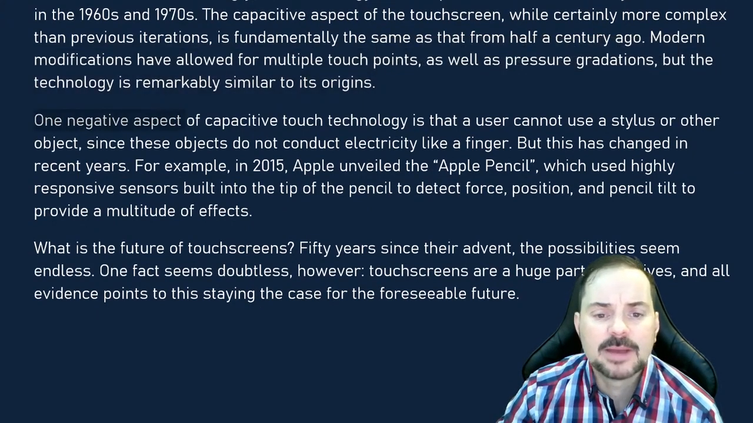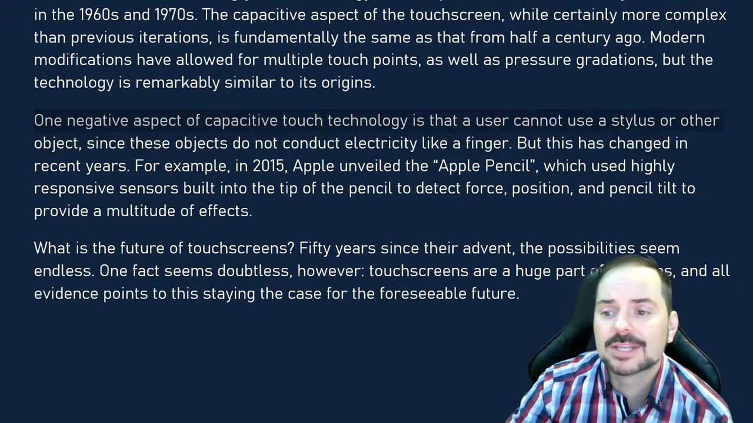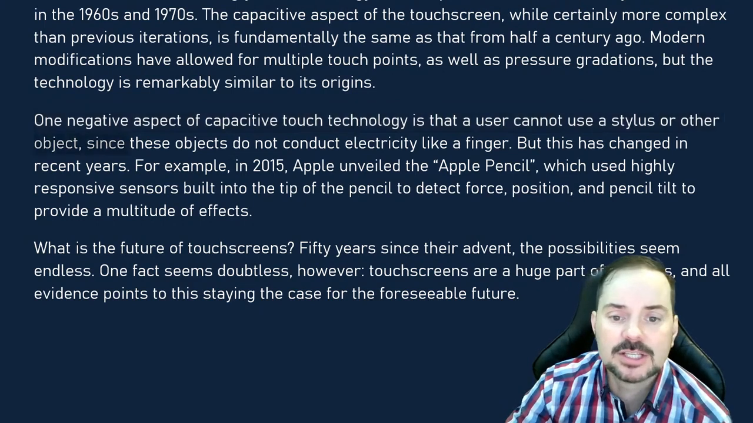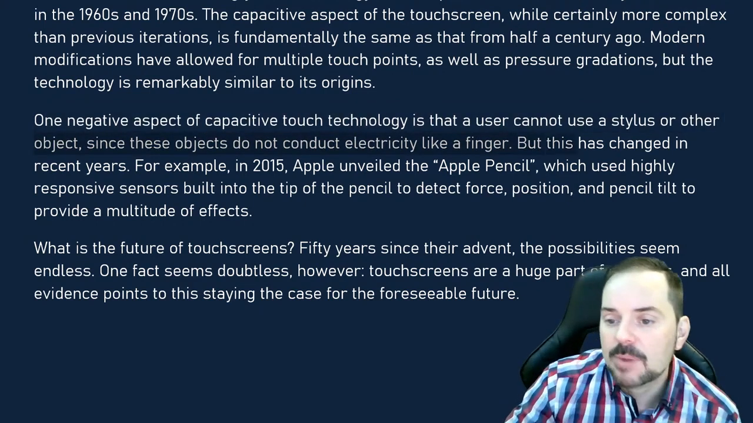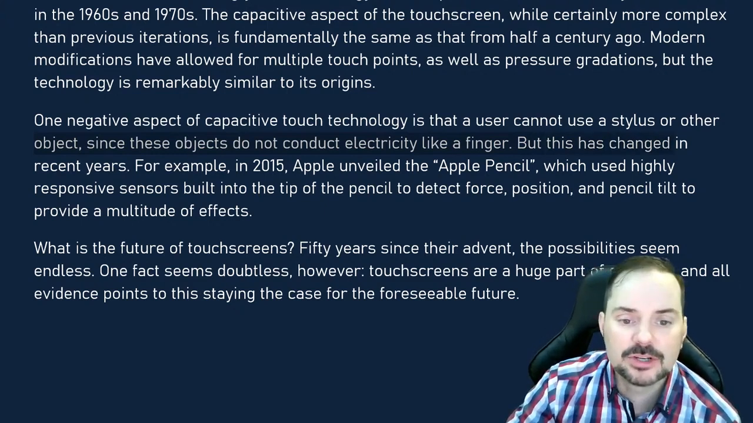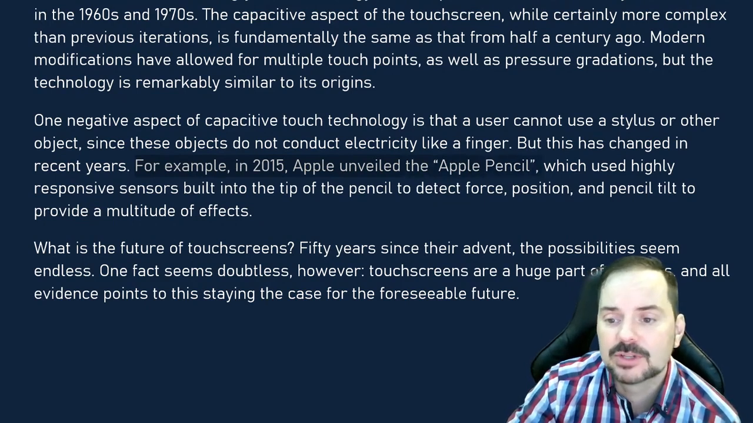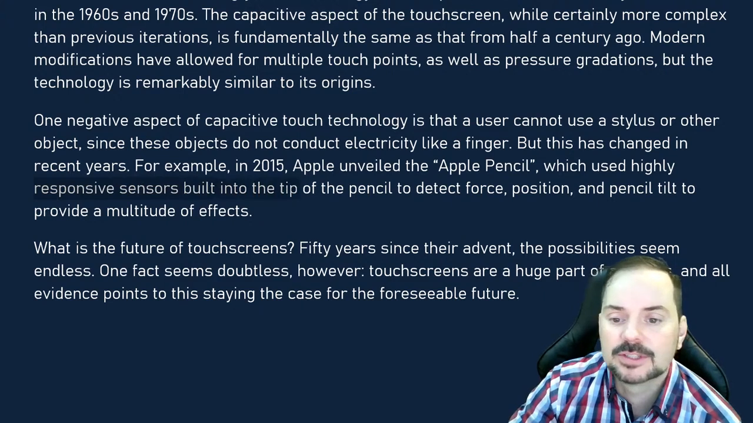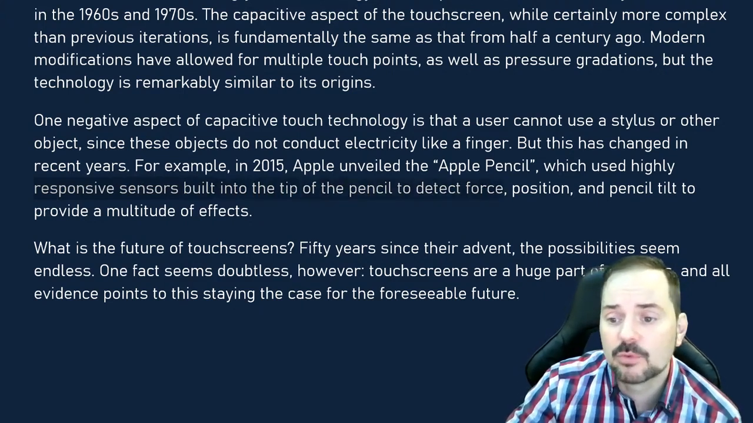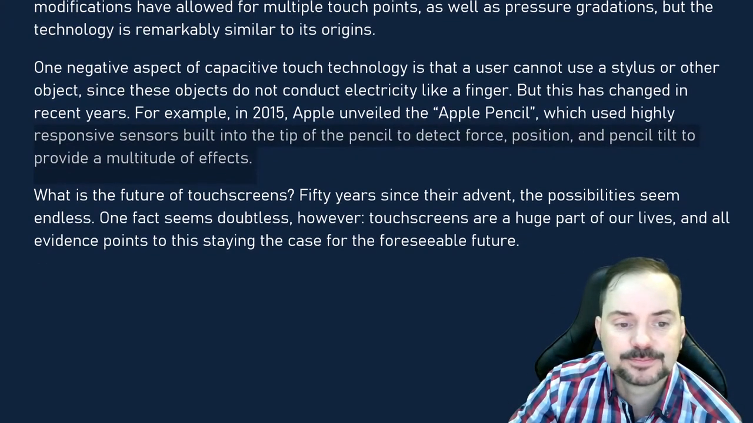One negative aspect of capacitive touch technology is that a user cannot use a stylus or other object since these objects do not conduct electricity like a finger. But this has changed in recent years. For example, in 2015, Apple unveiled the Apple Pencil, which used highly responsive sensors built into the tip of the pencil to detect force, position, and pencil tilt to provide a multitude of effects.